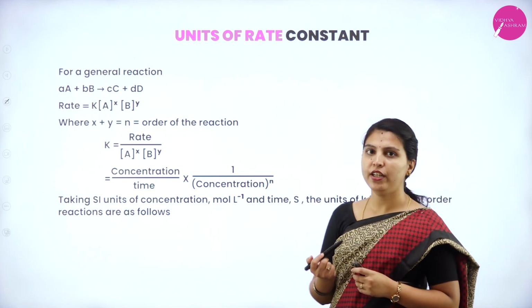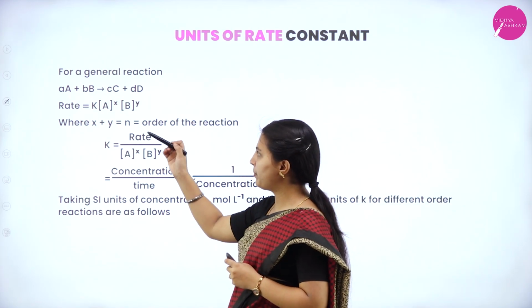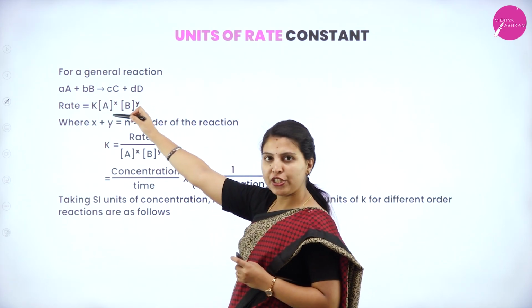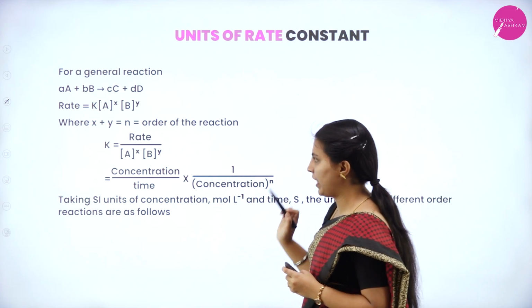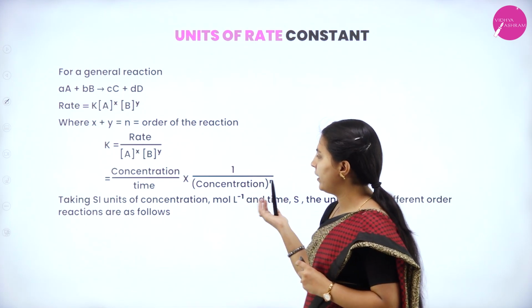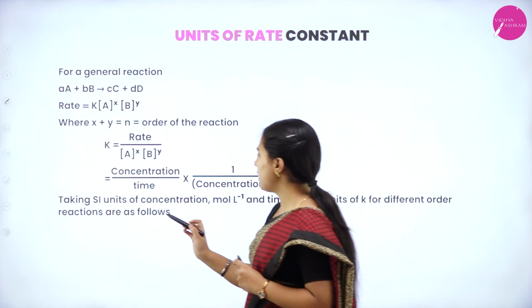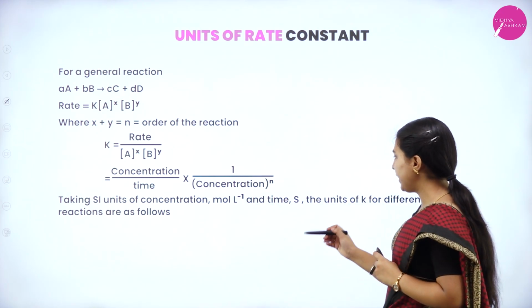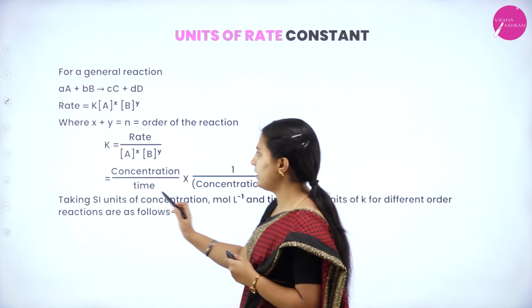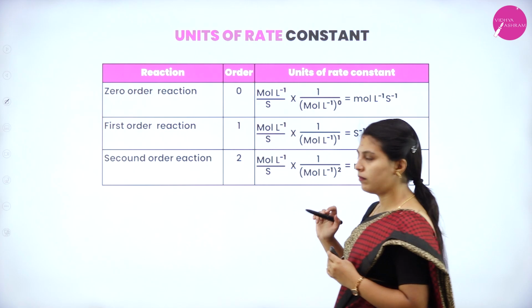Next, units of rate constant. How do you give the units to the rate constant? For a general reaction, A plus B gives rise to C plus D. You know how to write the rate, where x plus y equals n, the order of the reaction. K equals rate by molar concentration of reactant, so concentration by time into 1 by concentration. Taking SI units of concentration, mole per liter, and time, second, the units of K for different order reactions are as follows.